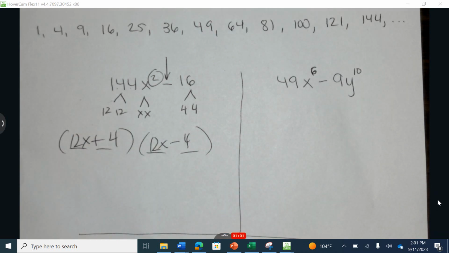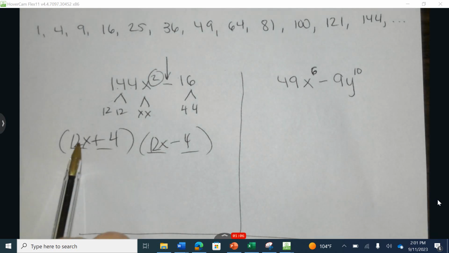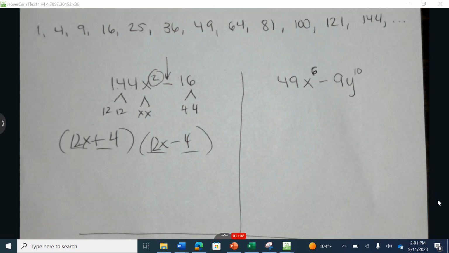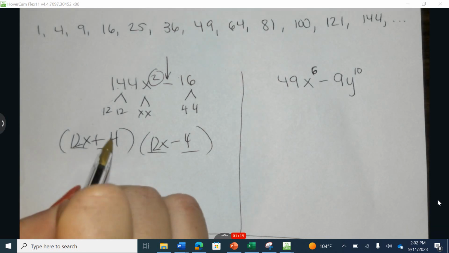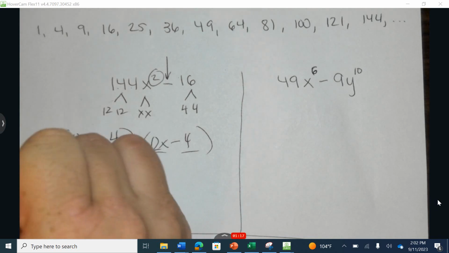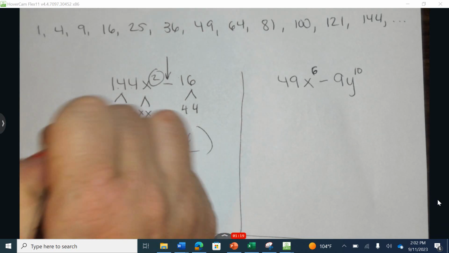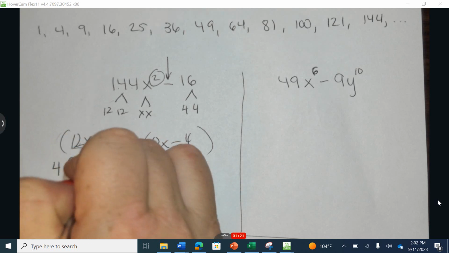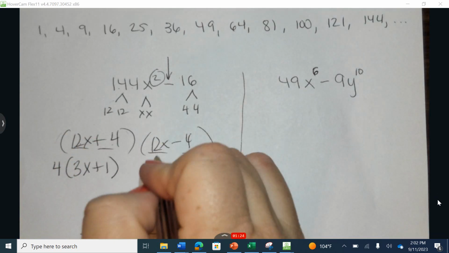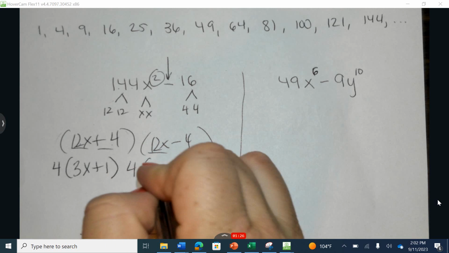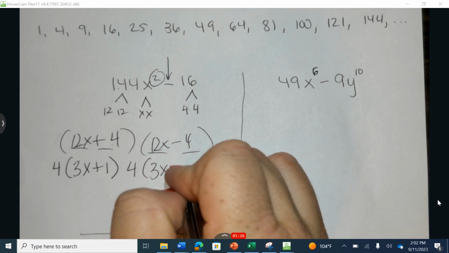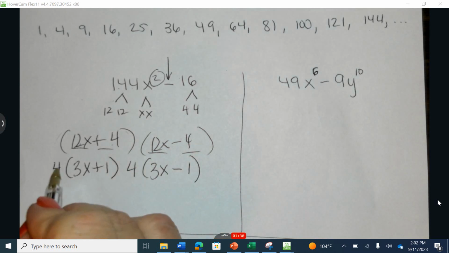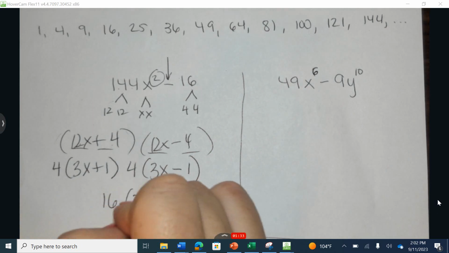But if I stopped here, it would be wrong, because you need to recognize that 12 and 4 can still be factored. That means I can still factor out a numerical value other than 1. The largest number I can factor out of 12 that I can also factor out of 4 is 4. So let's factor out 4 out of this first group. 4 times 3 is 12. 4 times 1 is 4. Same thing over here. Let's factor out 4. 4 times 3 is 12. There's the x. 4 times negative 1 is negative 4. And then the 4s multiply to give us 16.